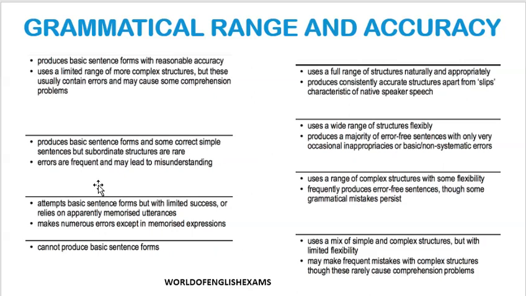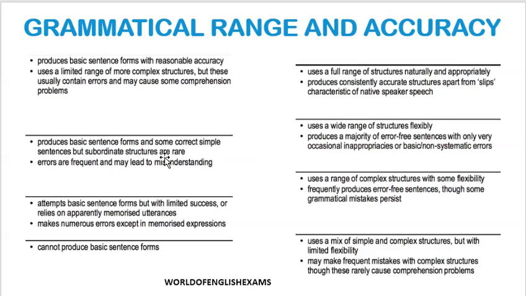Then one more thing they are highlighting here, band 4 if you see produces basic sentence forms and some correct simple sentences, but subordinate structures are rare. Already we have understood what are subordinate structures. Subordinate structures, which are also called subordinating conjunctions, are used to link the two clauses into a complex sentence. So we have already made a video on complex sentences where I particularly stressed on coordinating and subordinating conjunctions. So please refer to our YouTube channel World of English Exams for that.